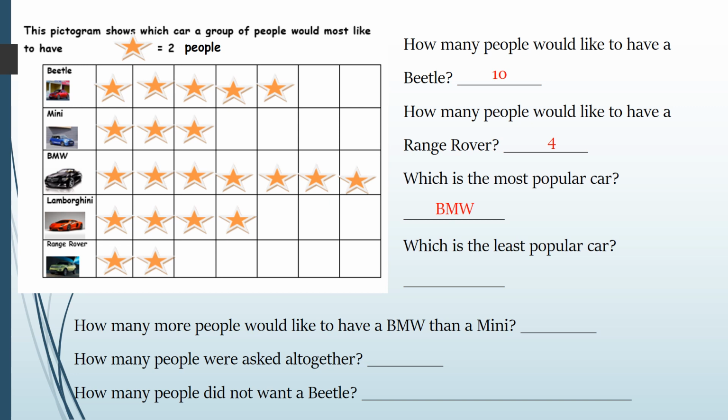And which is the least popular car? So that's the opposite. That means the fewest number of people who like it. So they only have a few stars or no stars. And that has got to be this one at the bottom because there's only 2 stars. So that's the Range Rover.